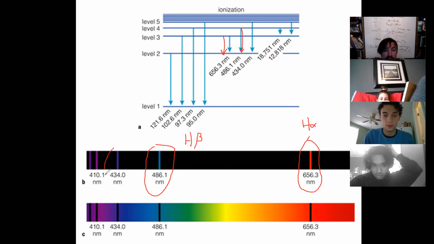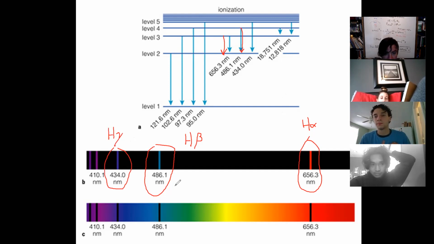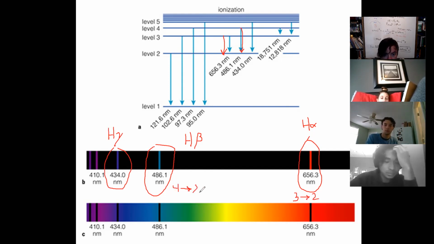There's also a purple photon at 434 nanometers. That's called hydrogen gamma. So this is 3 to 2, 4 to 2. What about hydrogen gamma? 5 to 2. That's right. These three transitions make up the emission line spectrum of hydrogen gas, okay?